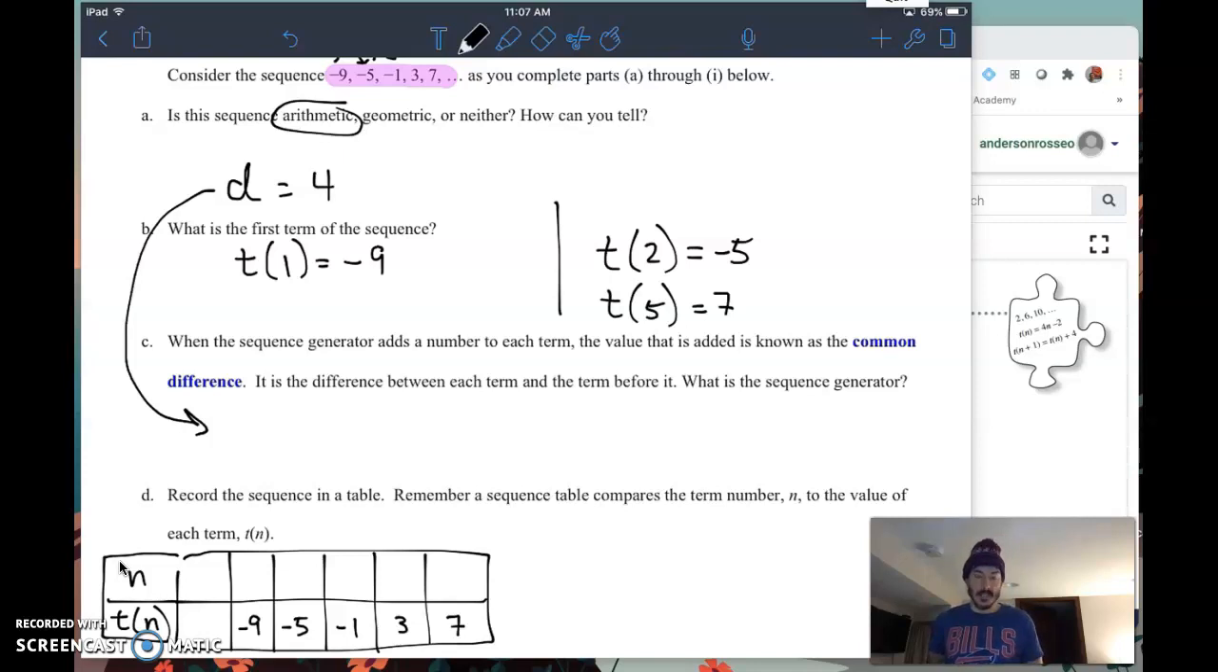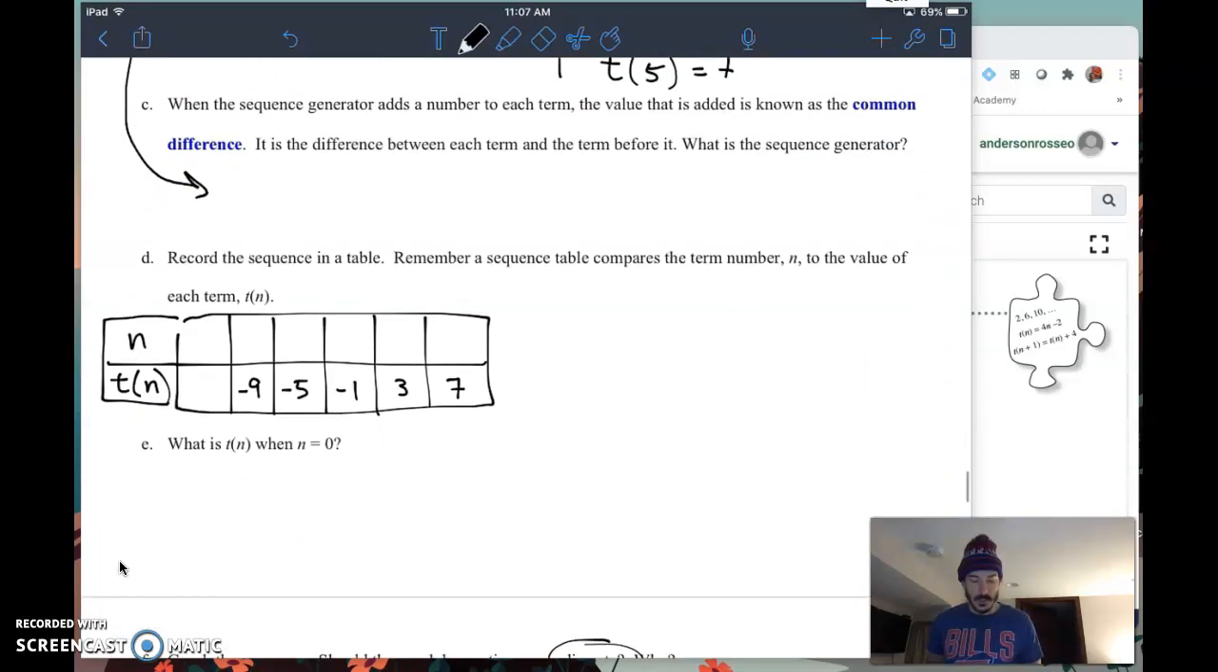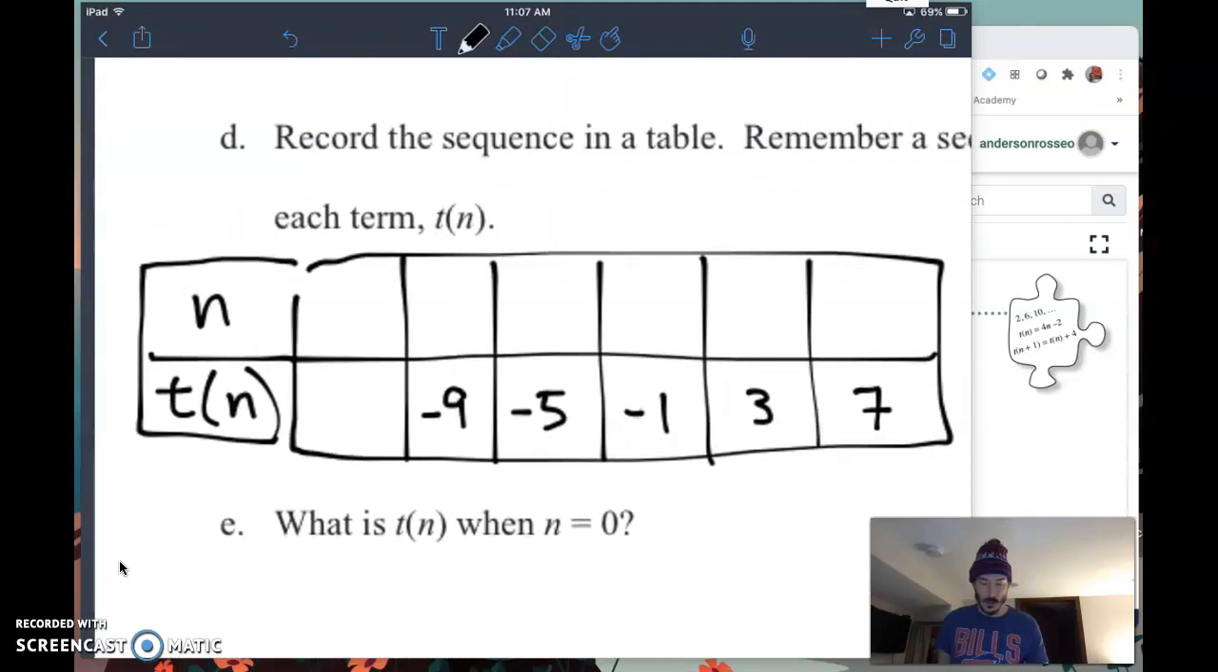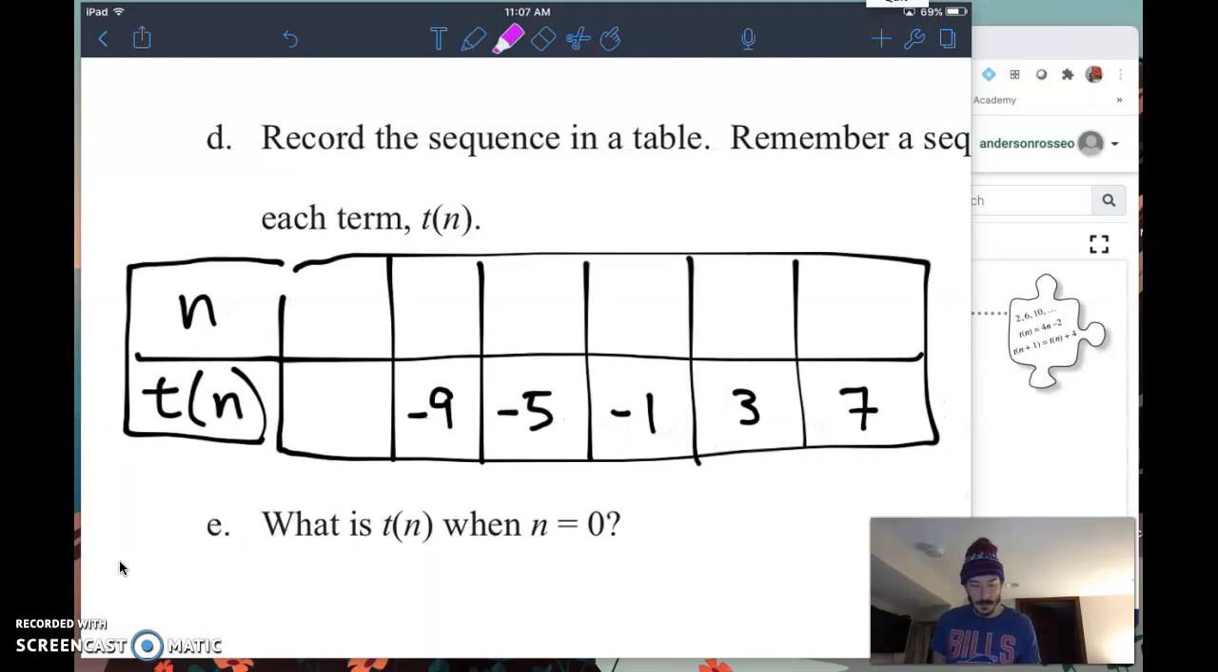Okay, now in part D, we're going to go ahead and connect this to a table, and I've got the table set up to save a little bit of time, and my table might look a little weird at the onset here, but I promise it'll make sense by the time we're done. We're going to compare the table, the term number n, to the value of the term t(n). So as we saw in the earlier part, in part B, t(n) describes the term, and n is just going to be that term number.